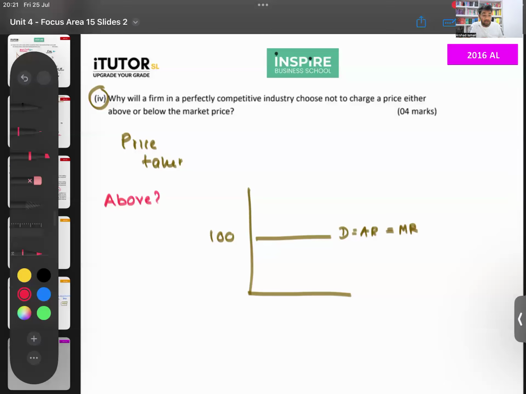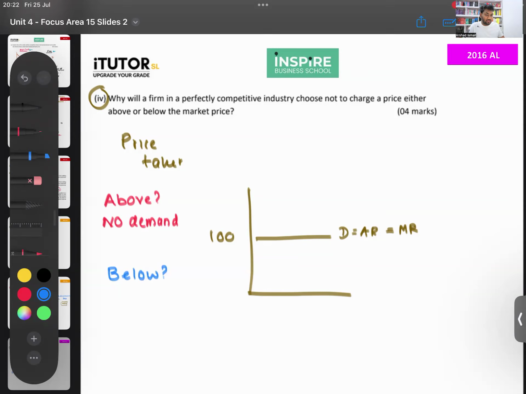If he charges above, will anyone buy? Everyone is selling at 100, right? So why not above? Because there will be no demand. Because the farmer is a price taker. He's selling the exact same thing as other people. There are a large number of sellers, right? Perfect information. So if he charges a price above, there will be no demand. So you have to explain that story. No one will buy from him. Everyone will buy from someone else. If everyone is giving 100, this guy can't sell at 120. Then why not below? He can do that.